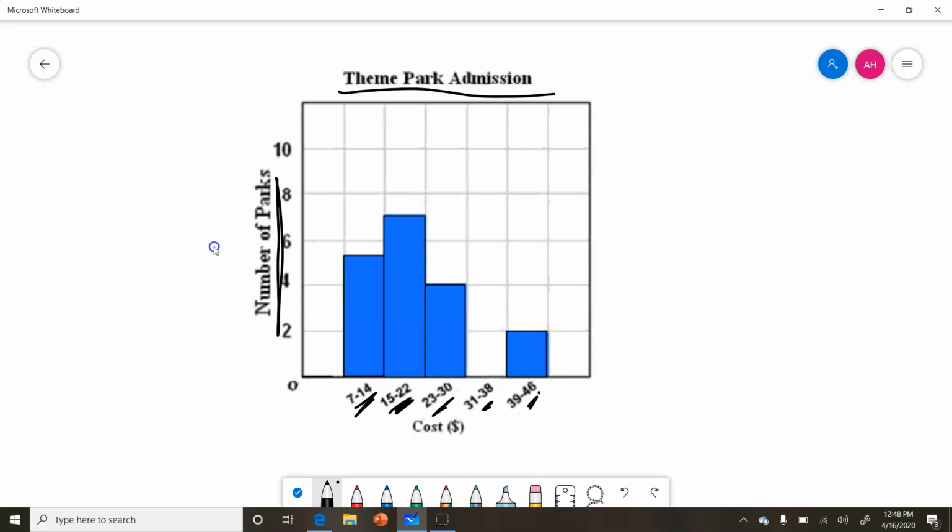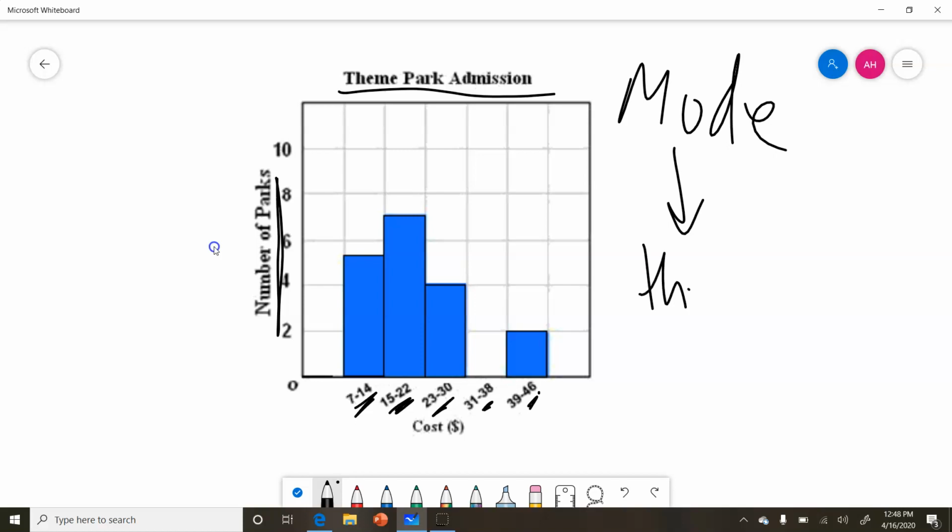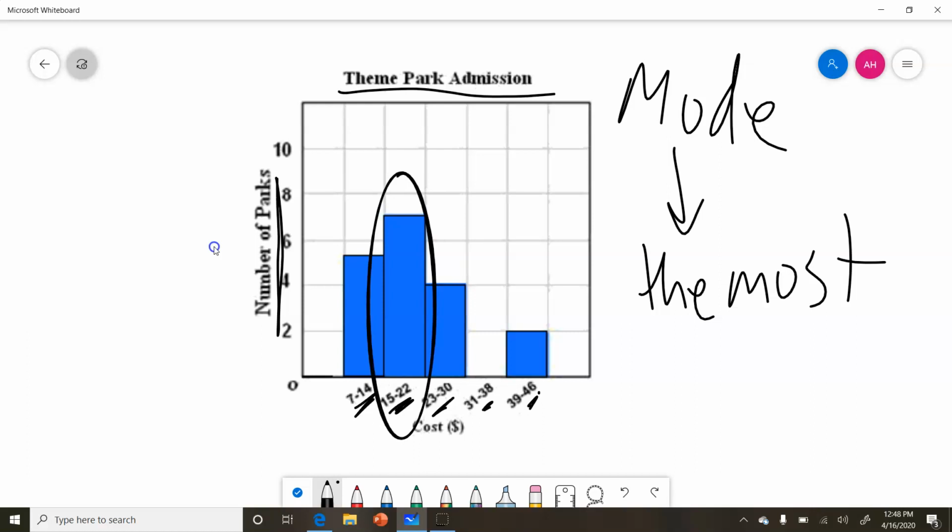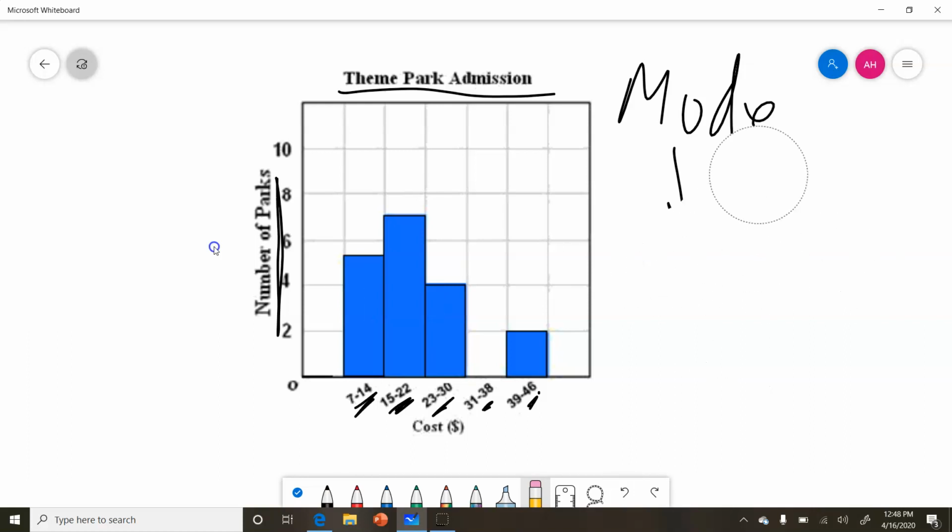So I want to find the mode. Okay, the mode of this is just the most. Which one has the most? Well, that's pretty easy. This guy right there. So the most is 15 to 22. That's how you find the mode. It's the one that has the most. I'm going to back this up so we don't have the circle. So that's how you find the mode. If you need to watch that again, go ahead and pause it. That's how you find the mode.